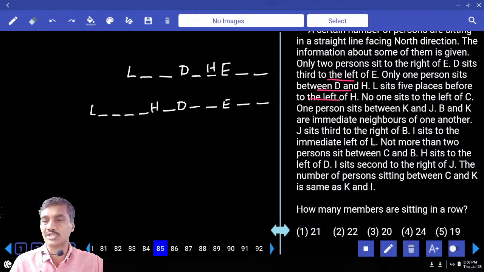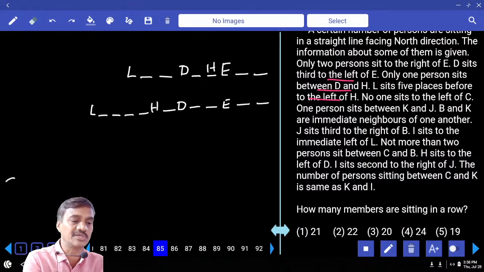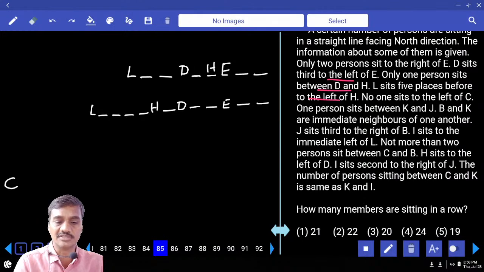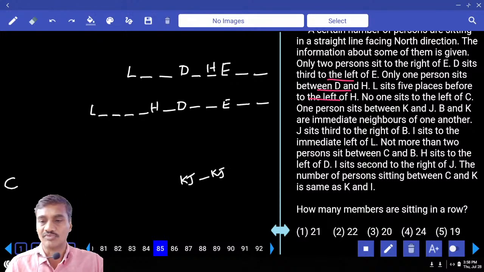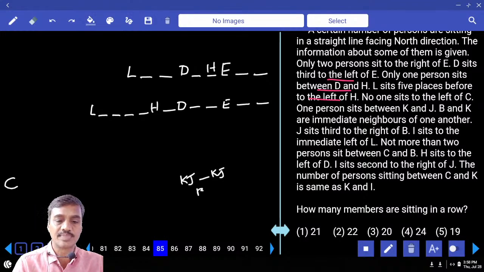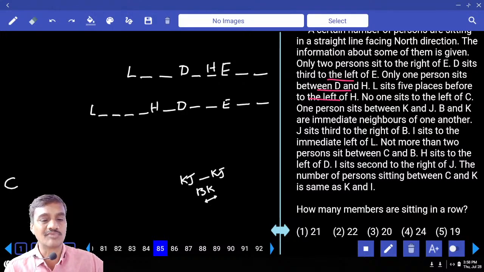No one sits to the left of C. None of the persons are to the left hand side of C, means C must be at the left extreme end. And there C is at the left extreme end. And one person between K and J. In between K and J, there must be exactly one person. B and K are immediate neighbors of each other. Now B can be to the left hand side or to the right hand side of this K.